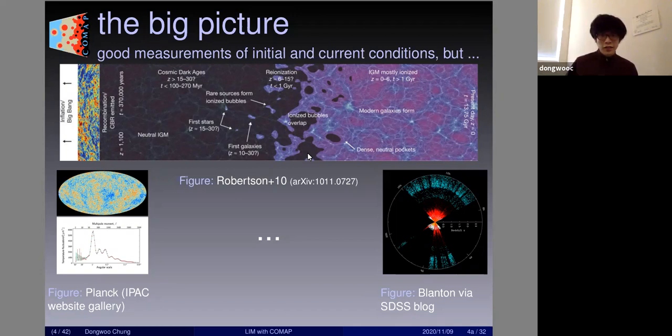And then on the other end of that timeline, the modern day universe, we have surveys like Sloan, the pie diagram from Sloan is shown here. And in more recent times, things like BOSS and DES, DESI and LSST to come, of course. So there's already a significant treasure trove, and there will be even more of a treasure trove of data about the current conditions of the universe.